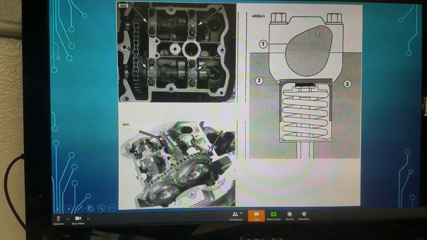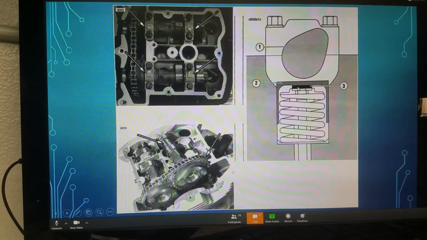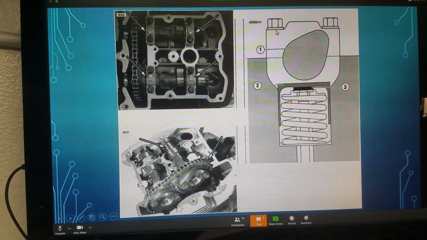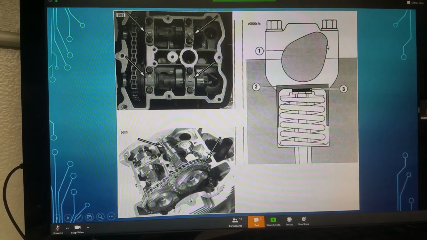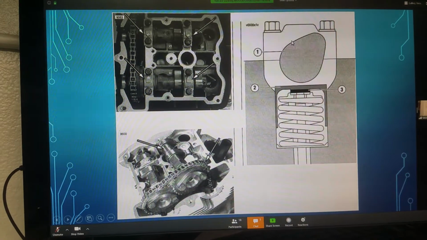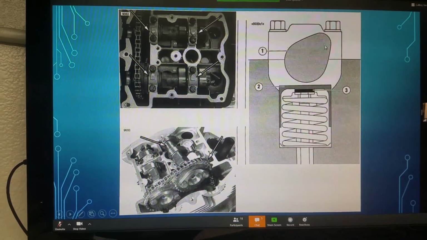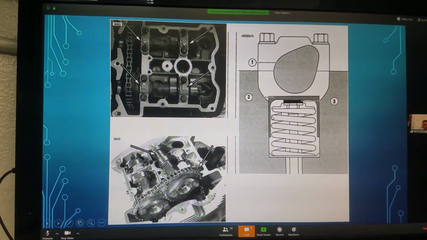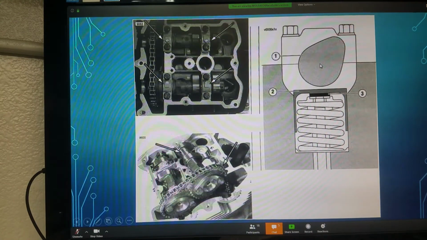And here is the cam. Here is the cam loop right there. And as you can see, number three is the shim. So that design was called under bucket shim. And remember, you need to remove the camshaft to reach the shim. There is no way to get the bucket out while the cam is still there.